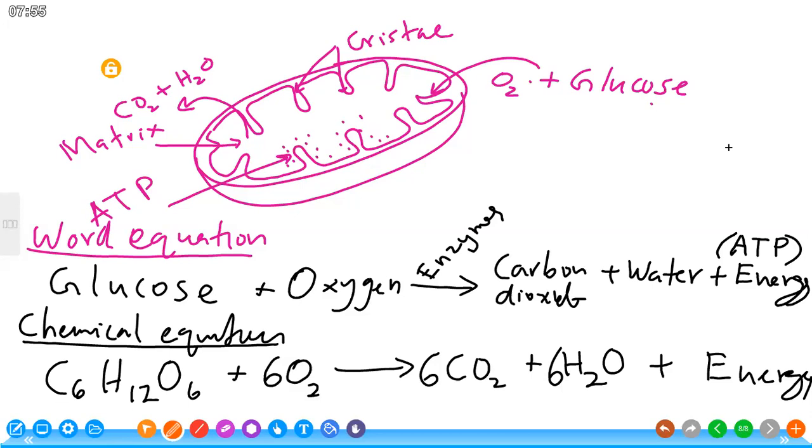By increasing the surface area of the inner walls.